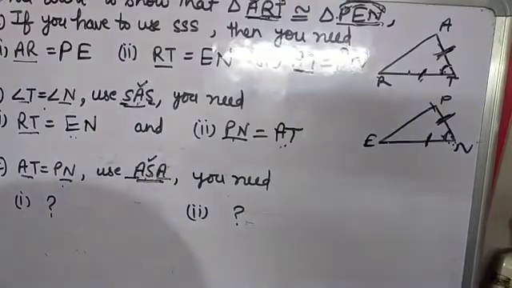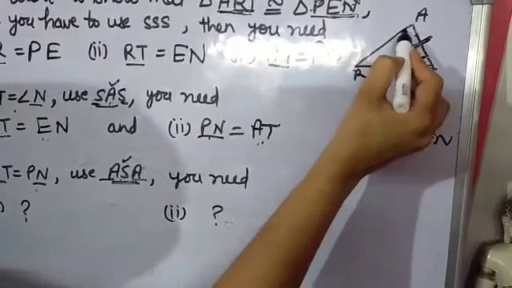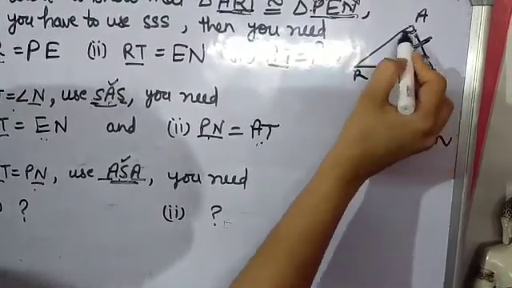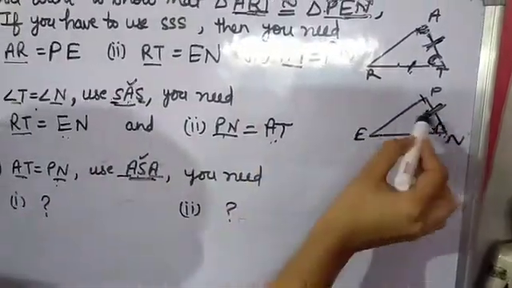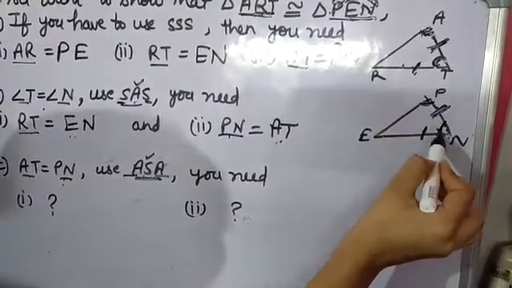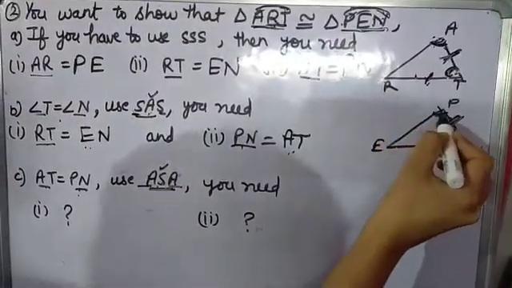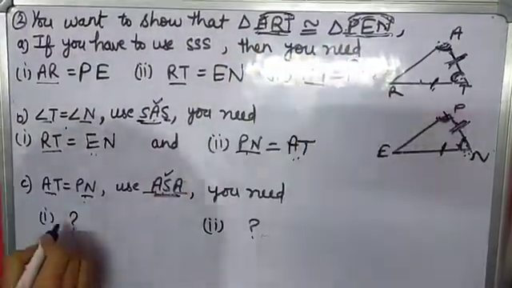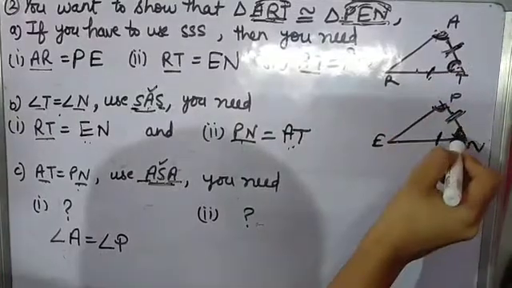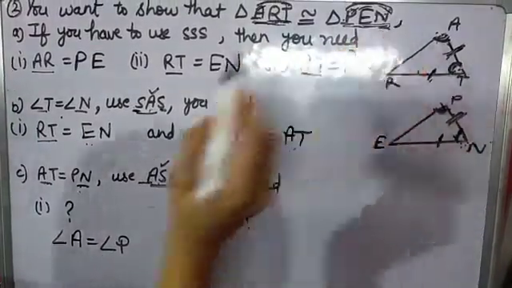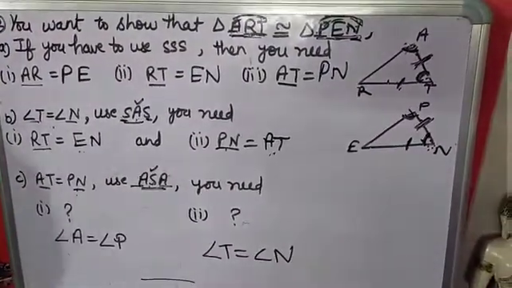देखिए, AT this side is coming between which two angles? Angle A and angle T. ठीक है, and this PN side is coming between which two angles? P and N. तो we will take these two angles. So angle A is equal to angle P, and second, angle T is equal to angle N. So like this you have to write corresponding parts.